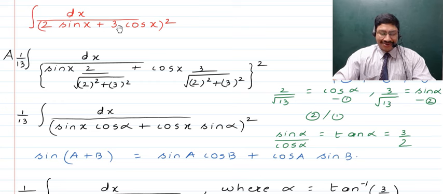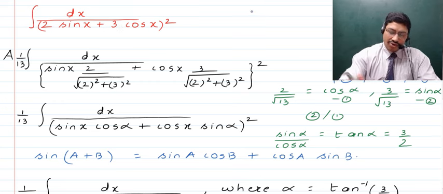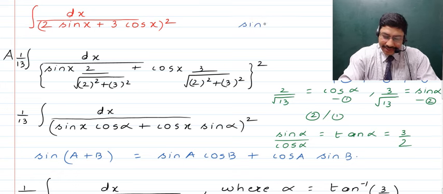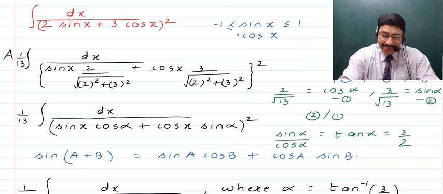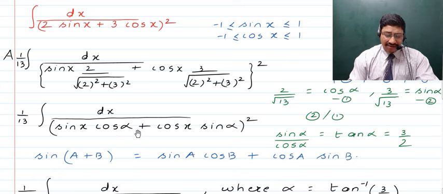Okay, so here I'll tell you, look, if we talk about sin x, remember children, sin x always varies between -1 and 1. And similarly cos x also varies between -1 and 1. And thus how is it that you will be able to consider cos alpha to be 2, and how is it that you will be able to consider sin alpha to be 3?